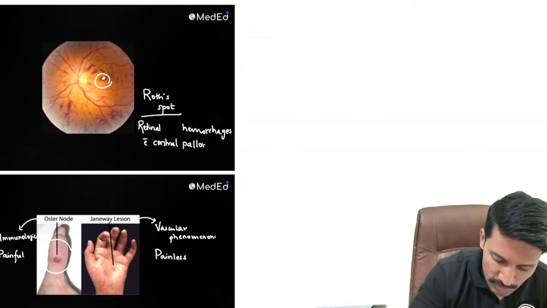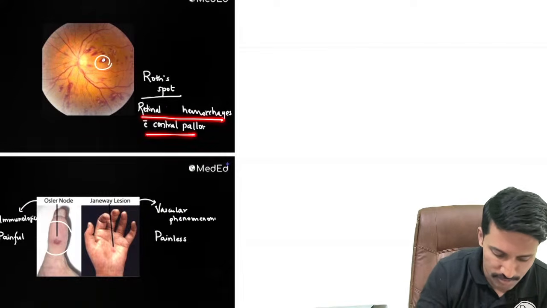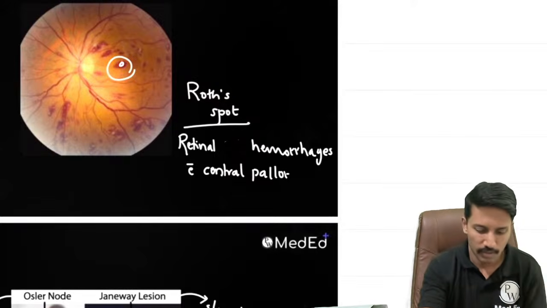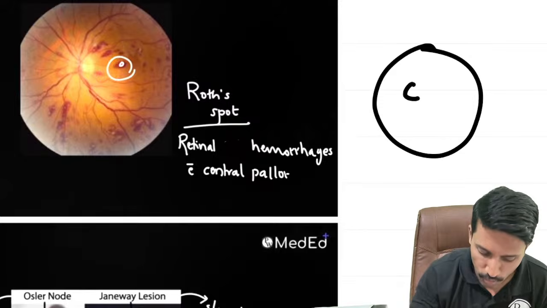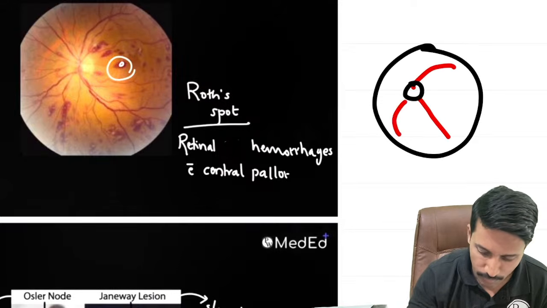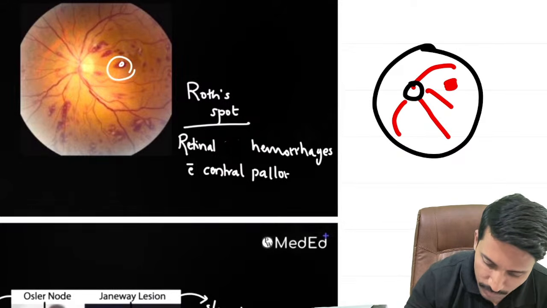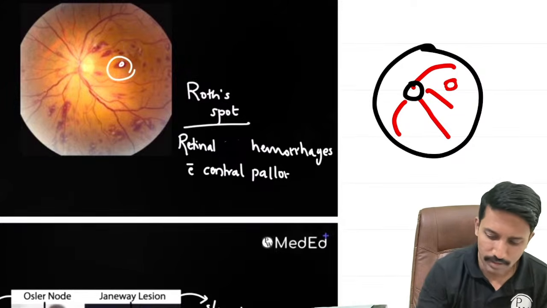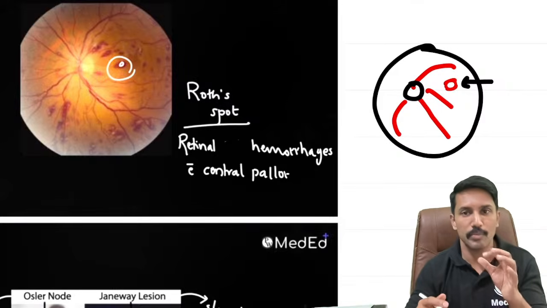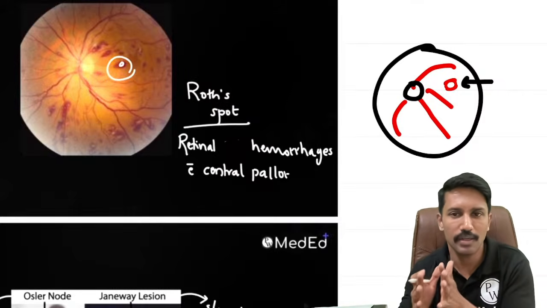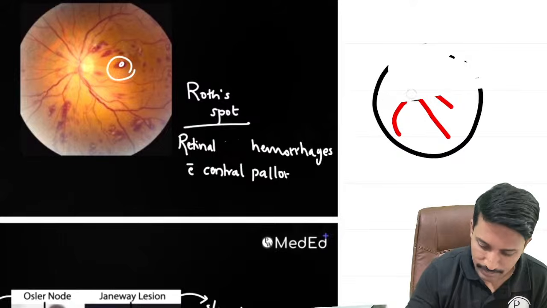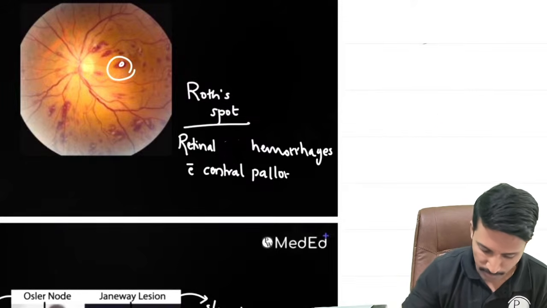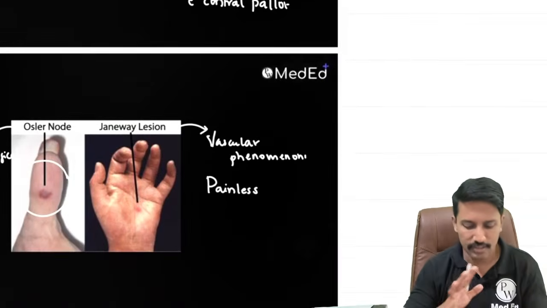Okay. So what is a Roth spot? It is the retinal hemorrhages, and generally these retinal hemorrhages will have a central pallor. So what you have to do is draw a small circle like the retina, draw a macula, draw some blood vessels, and then draw some hemorrhagic spots and make sure that you create some central pallor, label it as retinal hemorrhages with central pallor. That is our Roth spot. Okay. Then you have to also try to sketch the image representing the Osler's nodes and Janeway lesions.